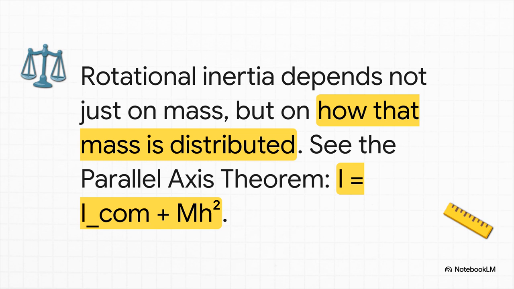And that's where this handy tool called the parallel axis theorem comes in. It lets you calculate the inertia around any axis if you already know the inertia around the center of mass. You just add on this extra term, mh squared, which accounts for moving that axis. It really shows you how much that distance matters.